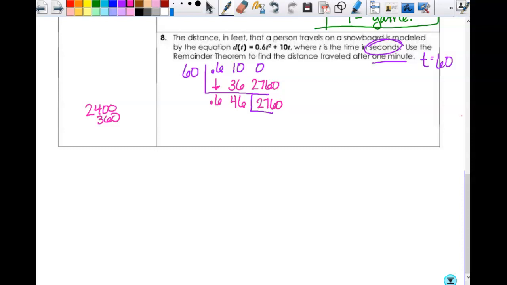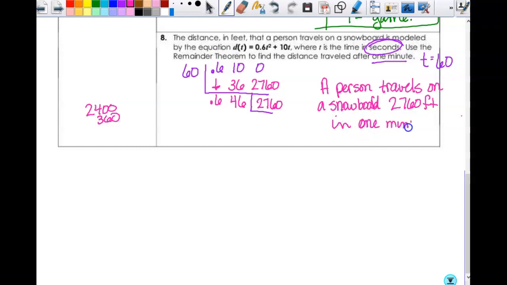So this 2760, what is this? Feet. The amount of feet a person travels on a snowboard, right? So a person travels, and you can write this in your own words. I don't always word them the best way, but a person travels on a snowboard 2760 feet in 1 minute.